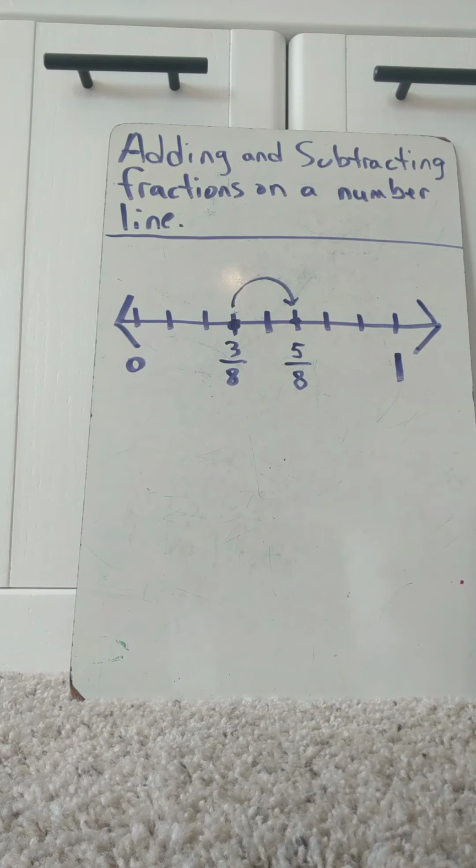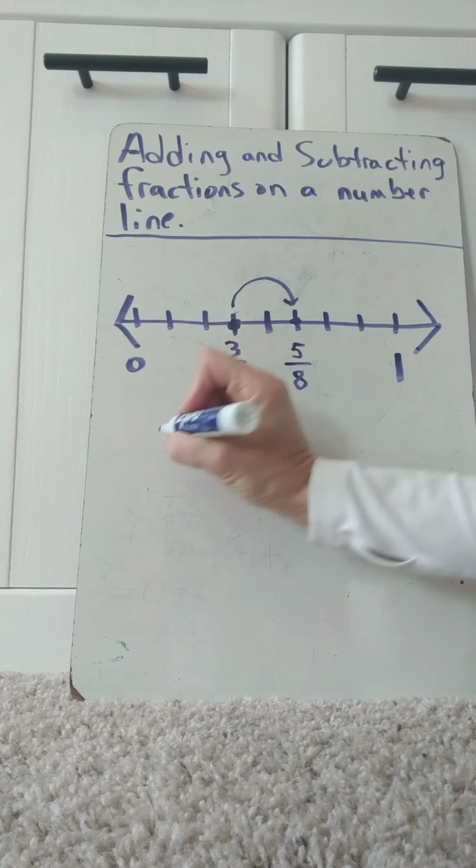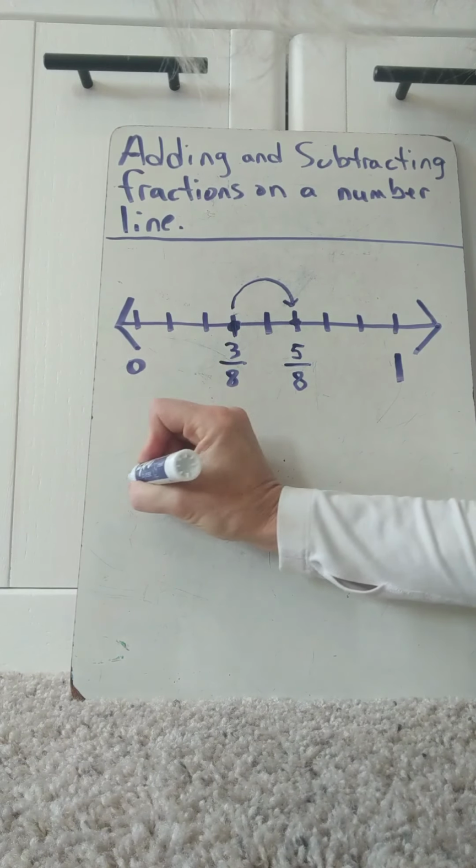Now, the next step in order to solve this problem is you're going to have to write your number sentence, your equation. Remember, boys and girls, a number sentence and an equation are the exact same thing. So when you look at this, you look at where that arrow is starting. It started right here, 3 eighths. Well, we're going to write that on our board.